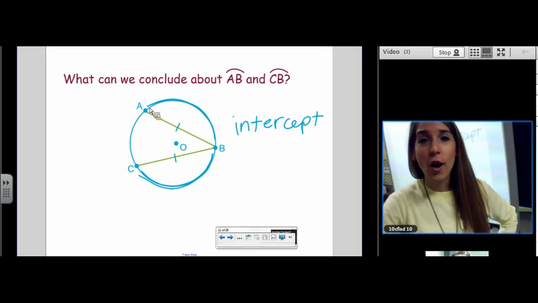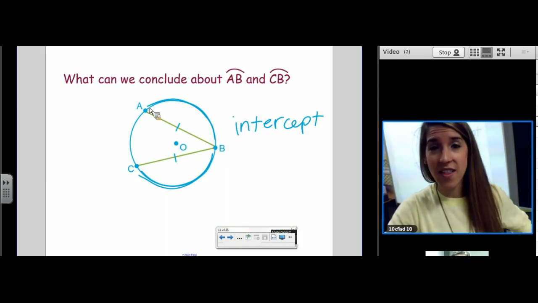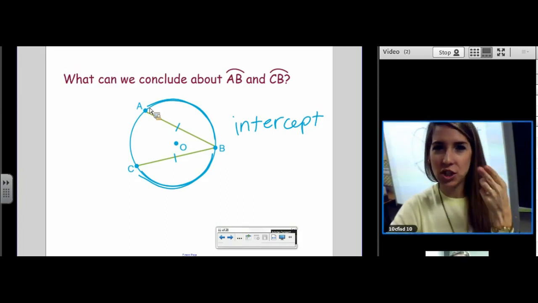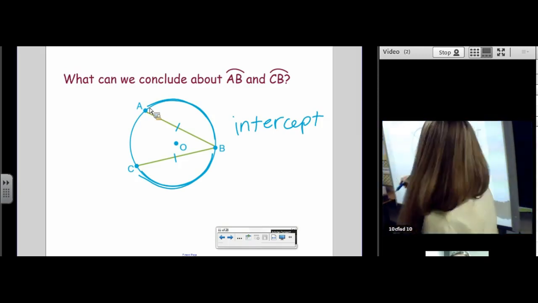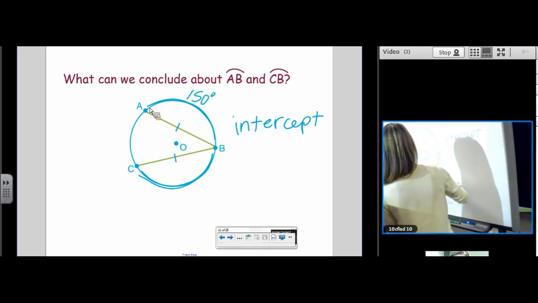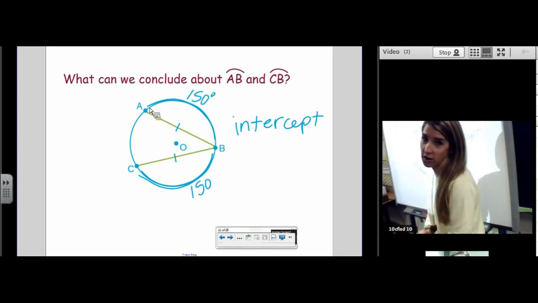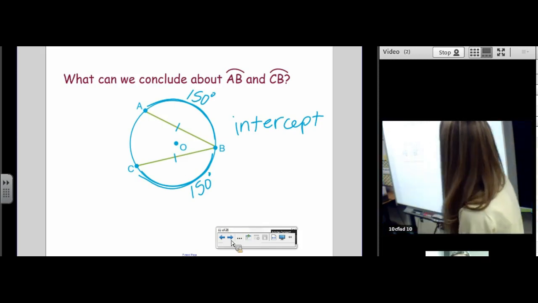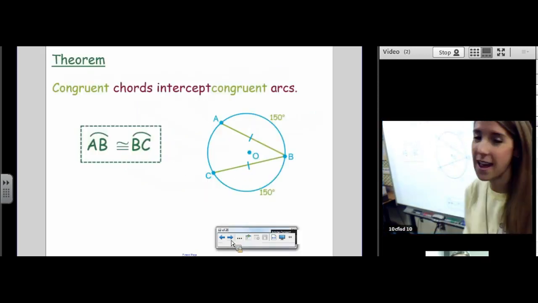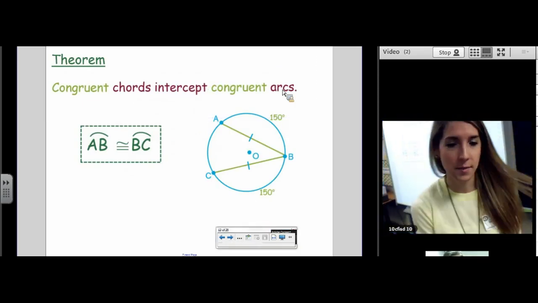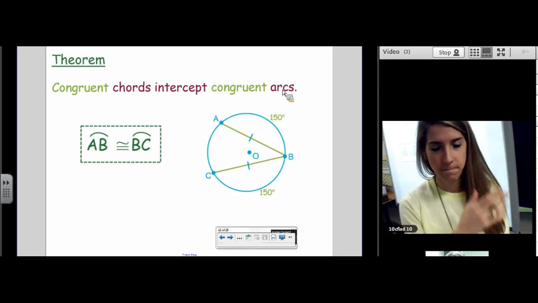So if those arcs are congruent, that would mean that they have the same length and they have the same degree measure. Remember, there's two things true about every arc. And so if this is a 150 degree arc, then this is a 150 degree arc. So the theorem is congruent chords intercept congruent arcs.